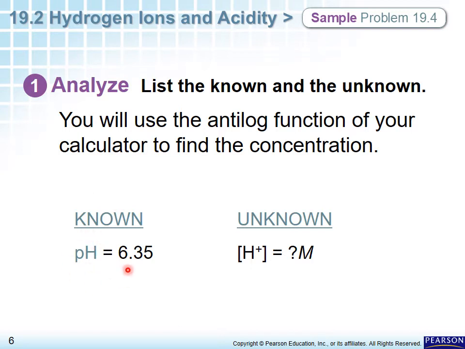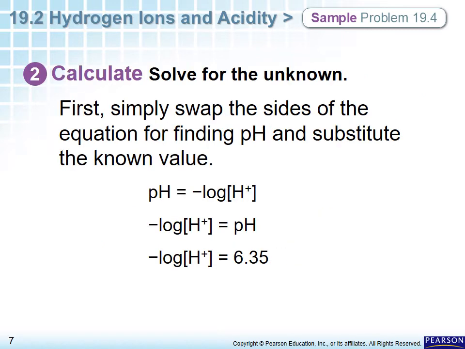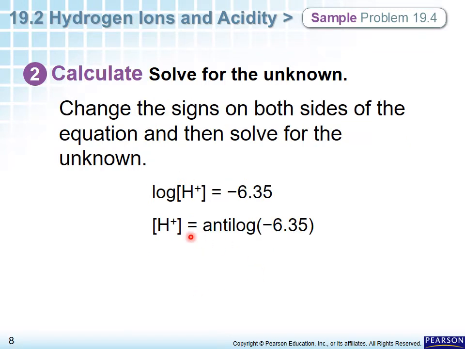What is given? The pH of the solution, which is 6.35, and we are asked for the H plus ion concentration in molarity. How do you do this? You know the formula of pH is equal to negative log H positive ion. You can write it like this: negative log H positive ion is equal to pH. And the pH value is 6.35, so put the value of pH here. So the equation will be like this. After that, you need only the H plus ion concentration.